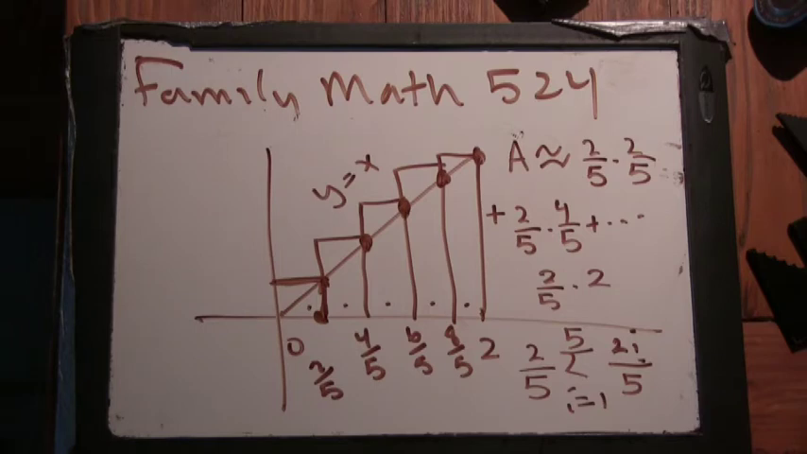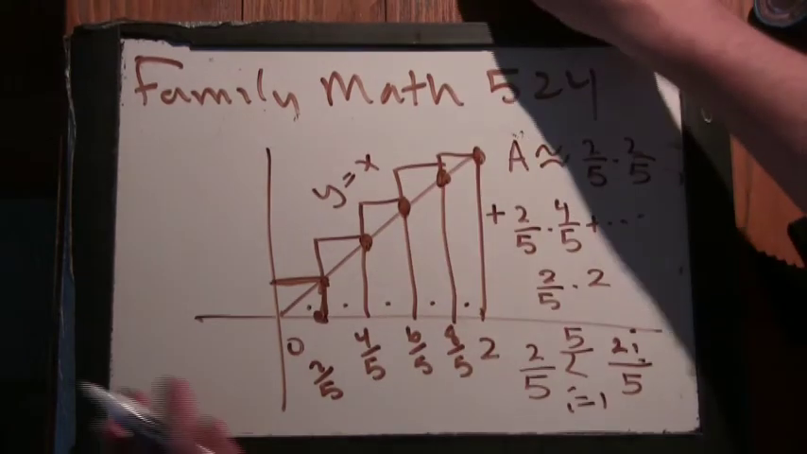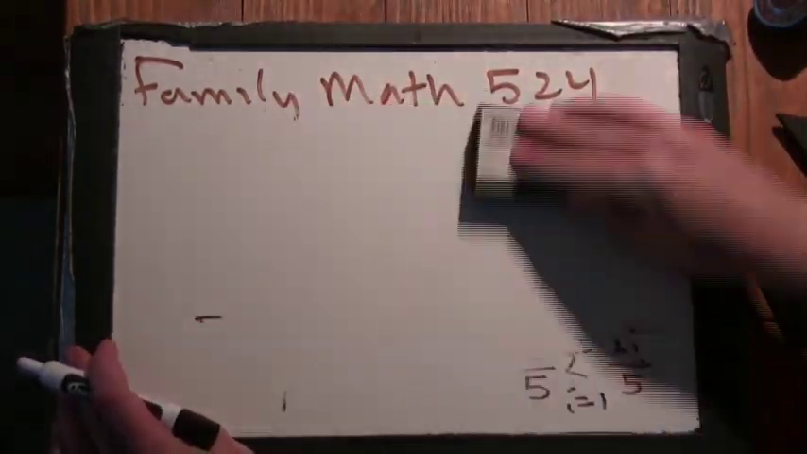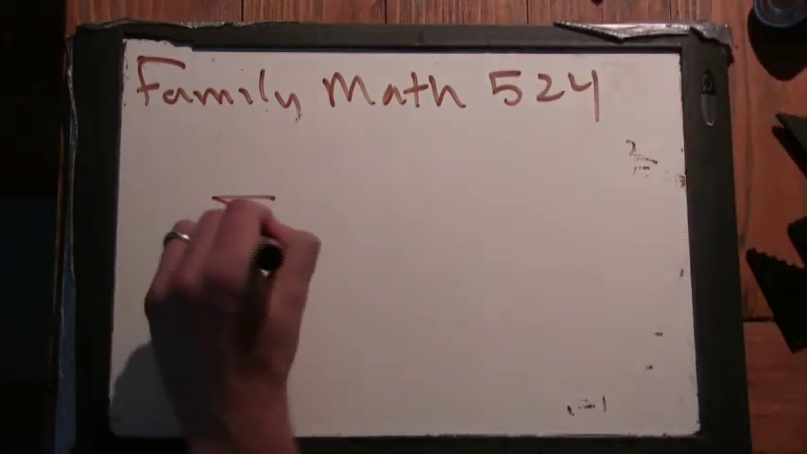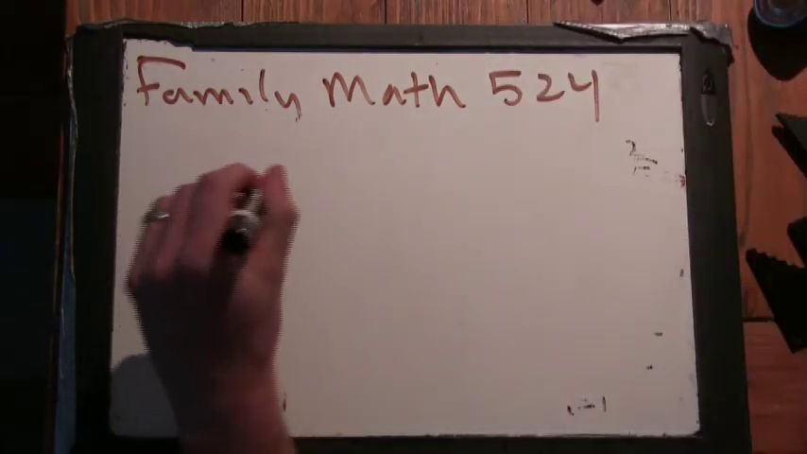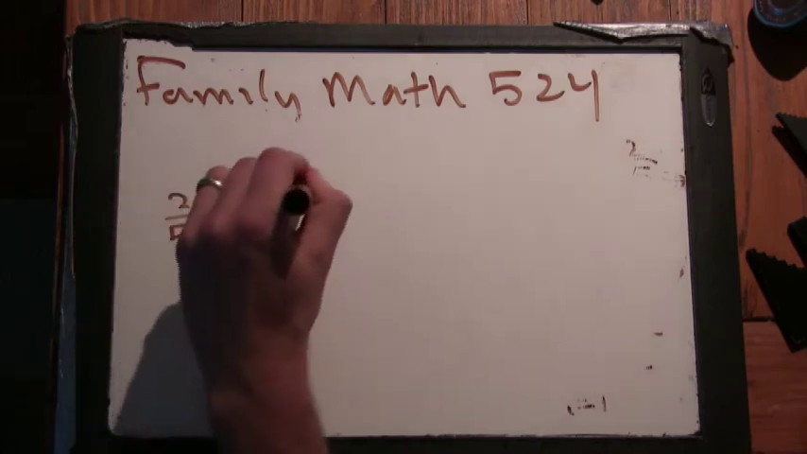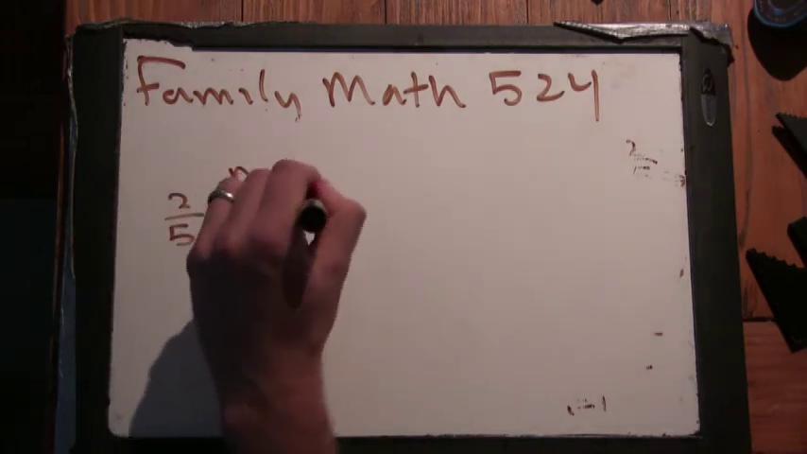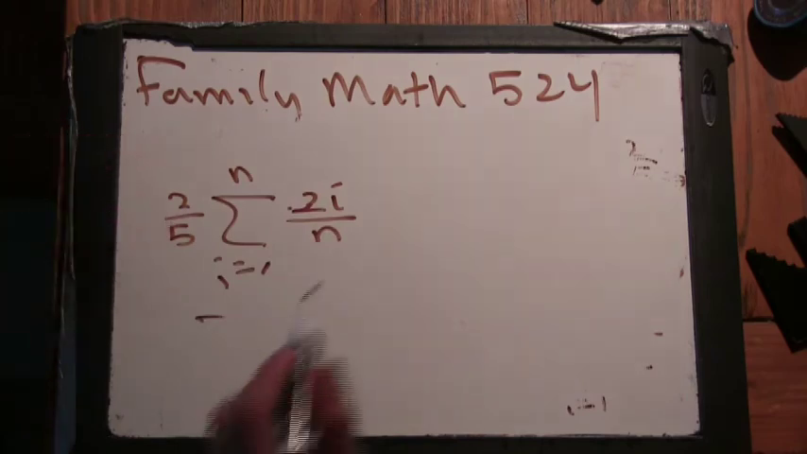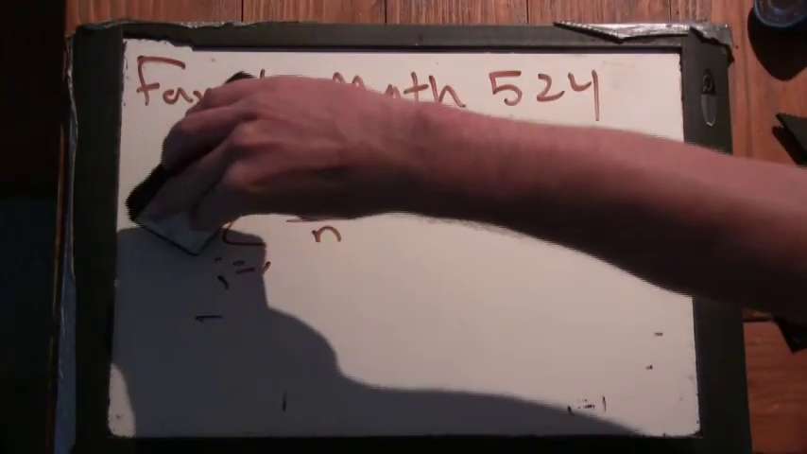Now what if I used n rectangles instead? How would this change? Well, you need to do 2 over n instead of 2 over 5. So basically in this formula you replace 5 with n. So I would be finding the sum from i equals 1 to n of 2 over n times the height, 2i over n.